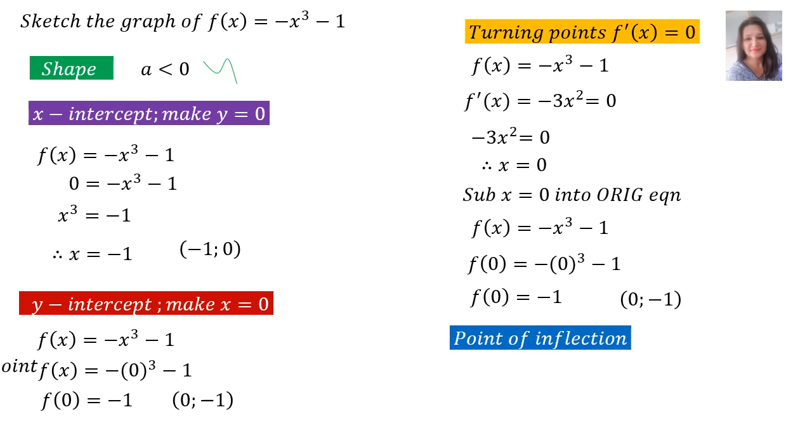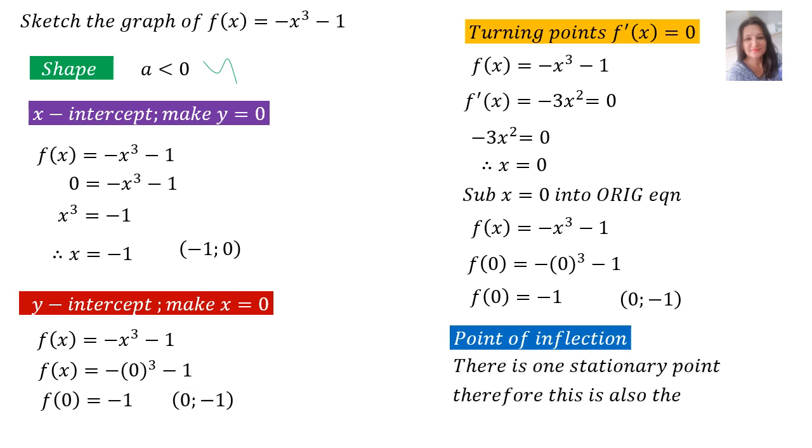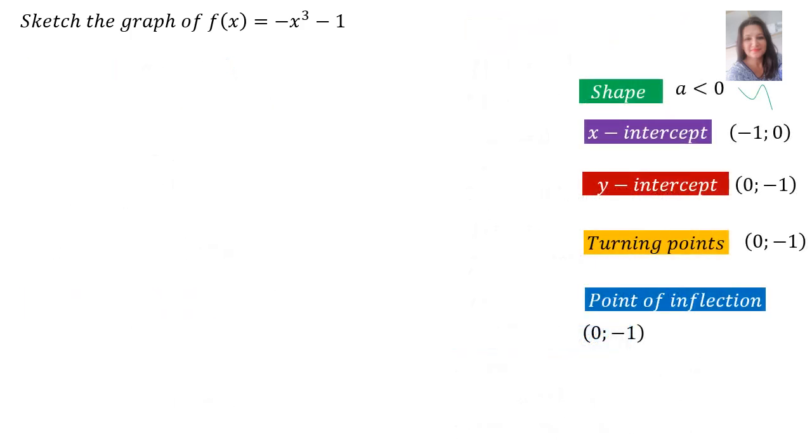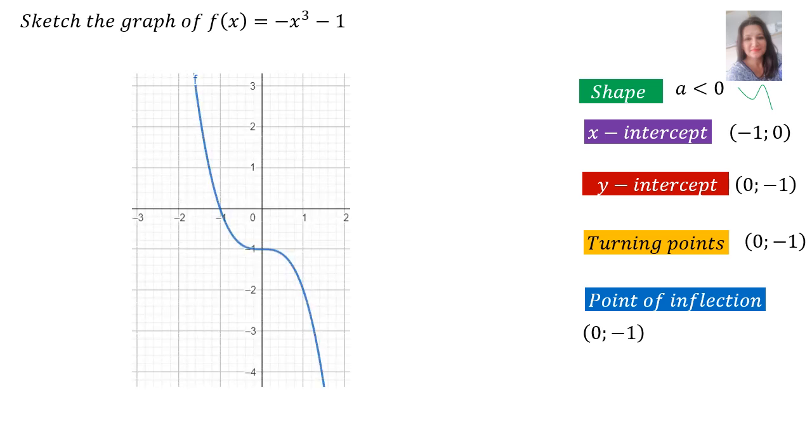Then for the point of inflection, there is only one stationary point. Therefore, this is also the point of inflection. Now we can sketch the graph. There's all the information, and your graph will look like that. Let's look at the graph closely.